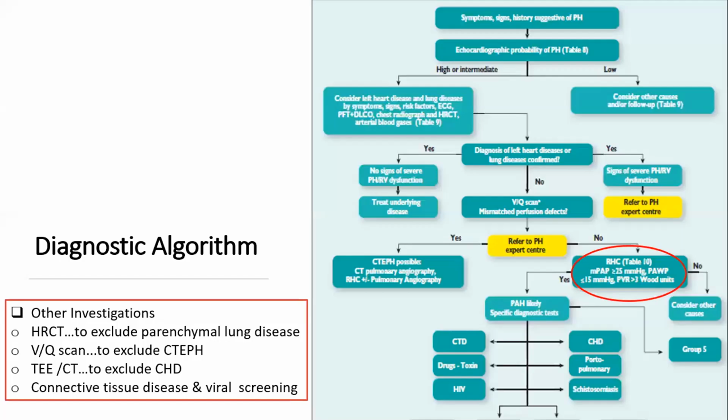By checking the diagnostic algorithm of PH, we should do different investigations to exclude other causes of pulmonary hypertension, like high resolution CT chest to exclude parenchymal lung diseases, VQ scan to exclude CTEPH, and TTE to exclude congenital heart disease, ending up with the right heart cath, which is the core for the definitive diagnosis of pulmonary hypertension, and it also helps in quantification of the severity of the disease.